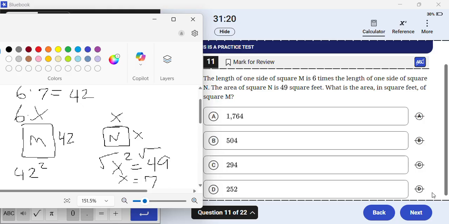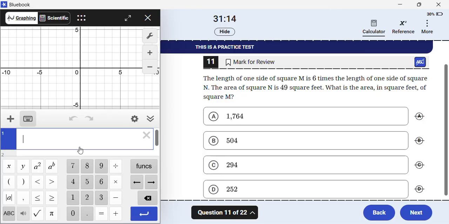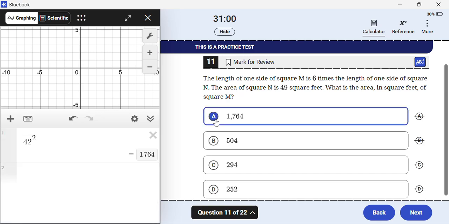So 42 squared is going to be our area. I will then go back over here to get that calculation. I don't feel like doing it by hand. 42 squared, or 42 times 42, is 1,764, which is A.